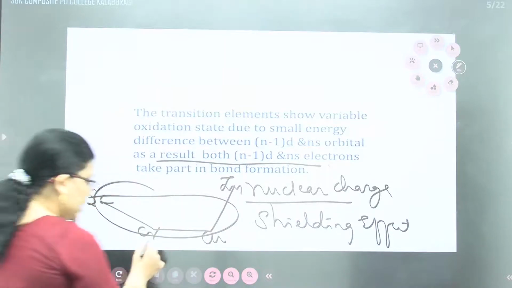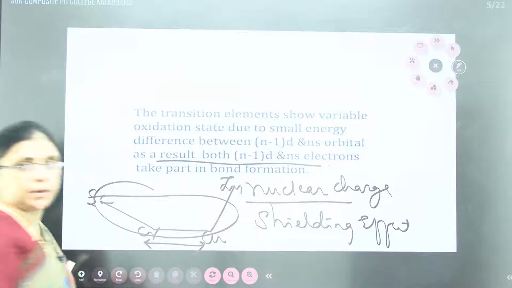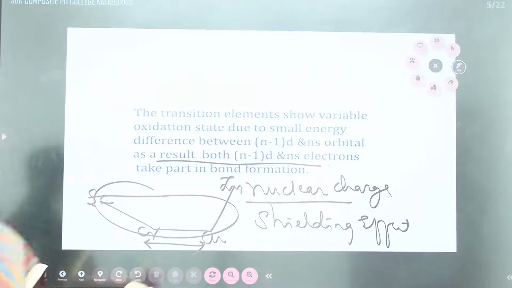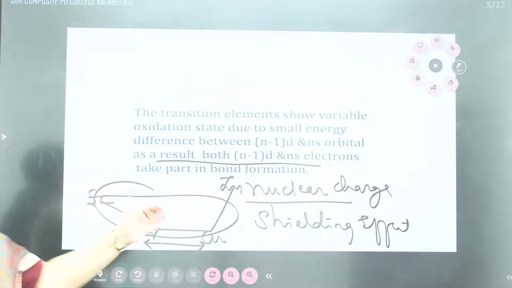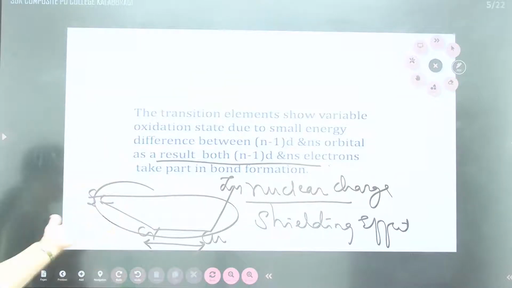Because when we are dealing with chromium to copper, remember, the second point we can say is that the (n-1)d electrons, the penultimate, and the ns electrons are both involved in the bonding.